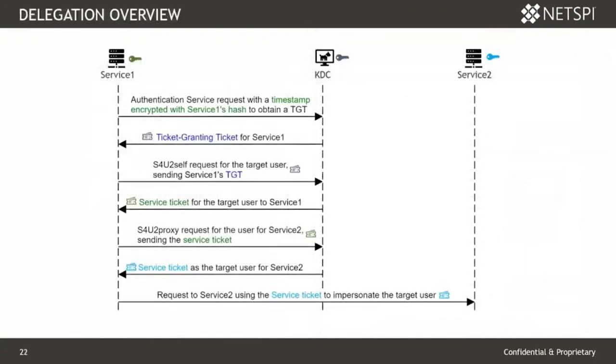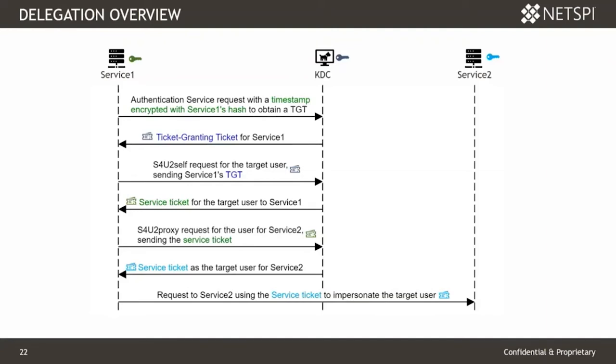So when the process works as intended, here's how it looks overall. Service 1 authenticates itself to the KDC to get that TGT. Then Service 1 uses the S4U2self process to get a ticket as the target user to itself, Service 1. Then it uses the S4U2proxy request to get a ticket to Service 2 as that user. With the final service ticket in hand, Service 1 can make requests to Service 2 as the target user.